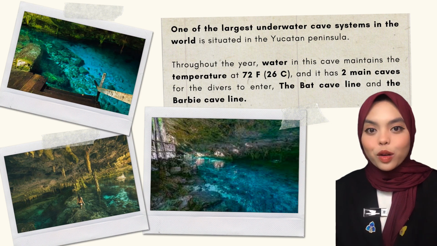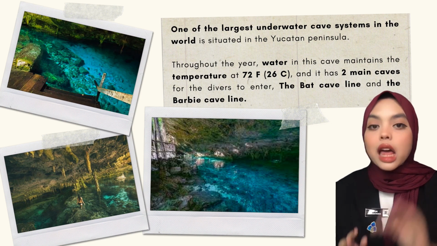The third one goes to Dos Ojos Cenote. Dos Ojos Cenote is one of the largest underwater cave systems, which is situated in the Yucatan Peninsula. Cenotes are naturally formed sinkholes that expose huge water pits underground, perfect for swimming and deep-water exploration.